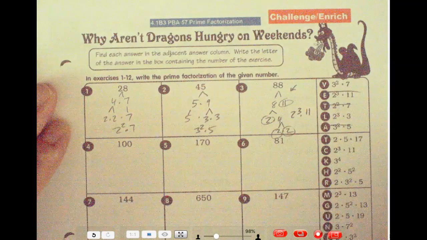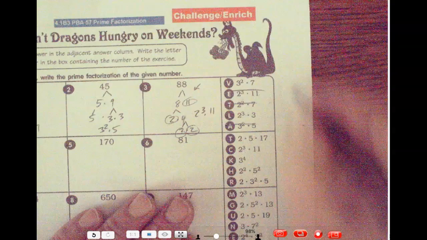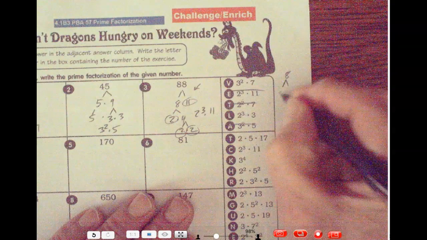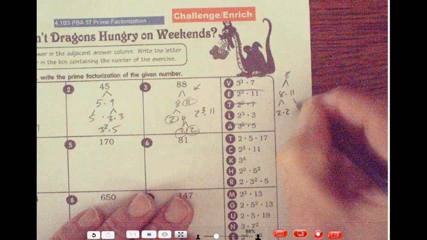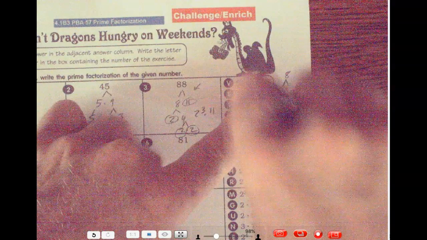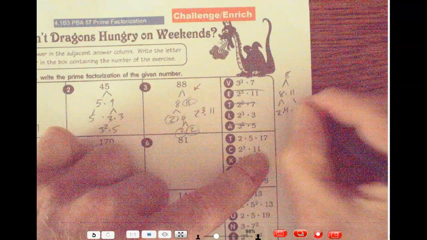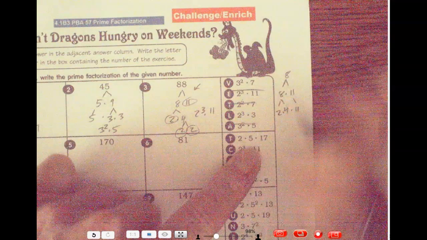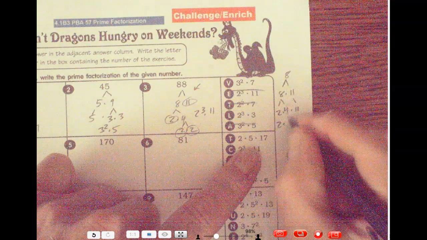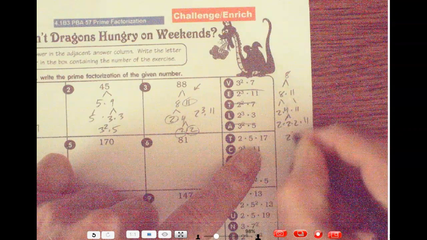I'm going to do my way over here on the side again. I just like going straight down when I have 88. I just like breaking that down into 8 times 11. Break this down into 2 times 2. It's all right. I'm trying to jump a step here. 2 times 4 times 11. And break this down into, run out of space here, 2 times 2 times 2 times 11. And this is 2 to the third times 11.